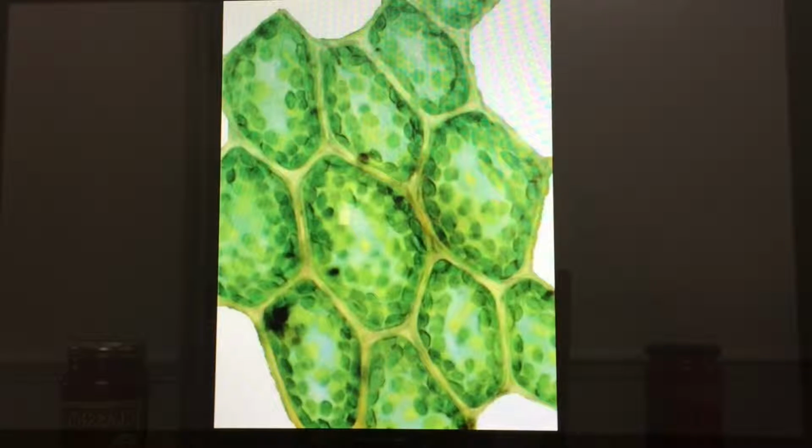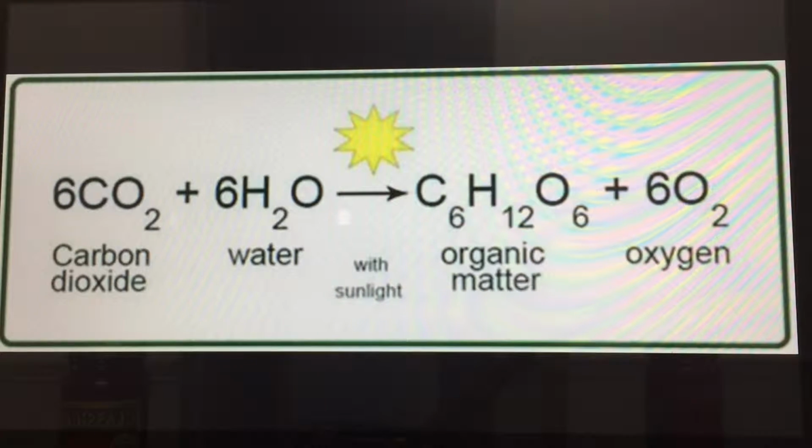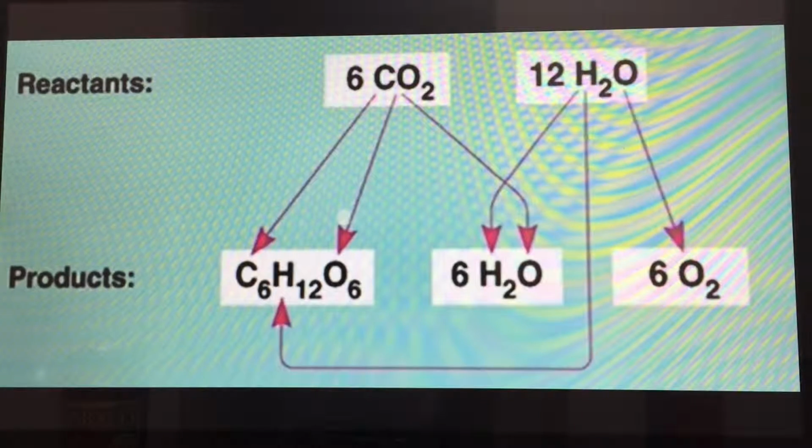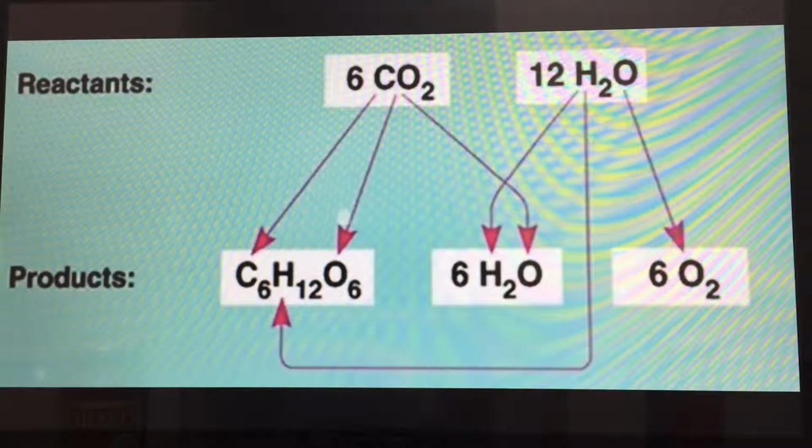The overall formula for photosynthesis is water and carbon dioxide is turned into glucose and oxygen with the help of light energy. The light energy originates from the sun. The carbon dioxide and water used during photosynthesis are called reactants. Reactants are the molecules that undergo a change during a chemical reaction.